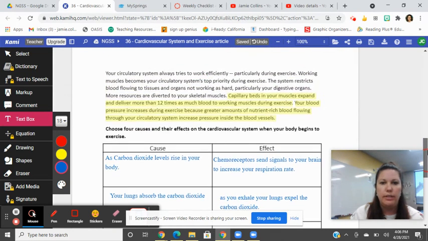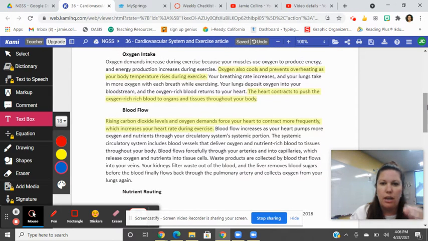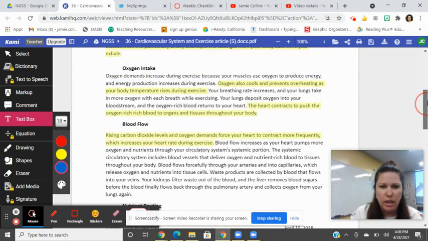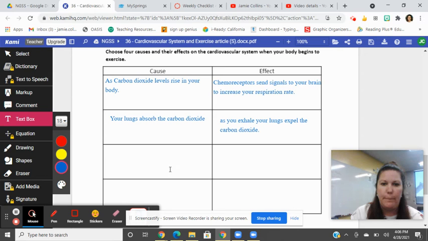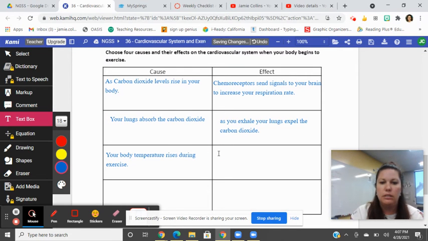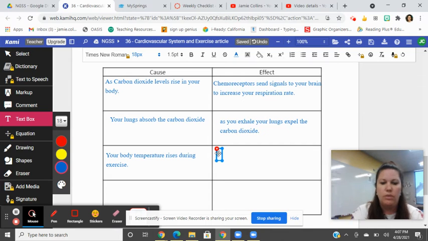Okay, so now let's go to cause number 3. Oxygen intake. Oxygen also cools and prevents overheating as your body temperature rises during exercise. So your body temperature rises is the cause. The effect is the oxygen cools your body and prevents overheating. Your body temperature rises during exercise, and the effect is oxygen cools and prevents overheating.